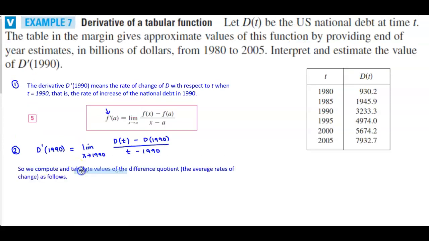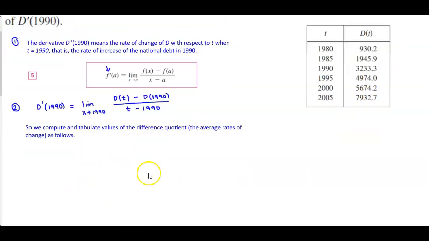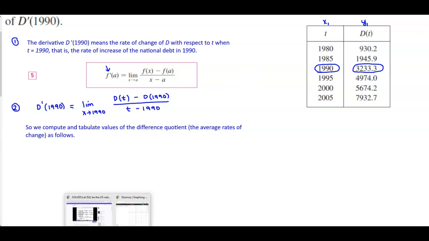So now what we want to do is compute and tabulate values of the difference quotient, which is the average rate of change, as follows. We can compute and tabulate values by using Desmos rather than doing everything by hand. But we still need to look at the value at 1990. When t is 1990, the output is 3,233.3. In Desmos, we're going to call this x1, and this y1, and then plug in this formula to represent our slope. So let's go ahead and do that.